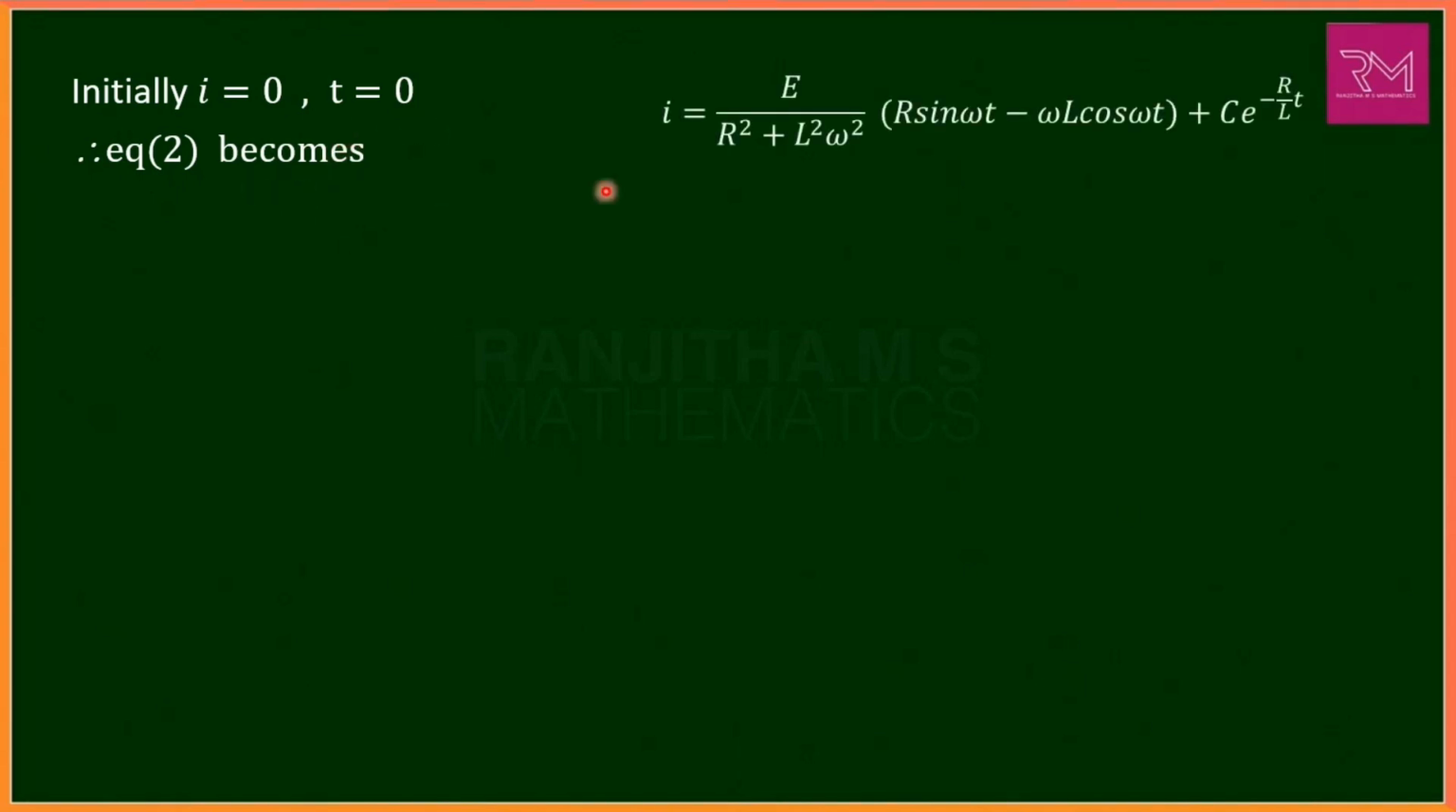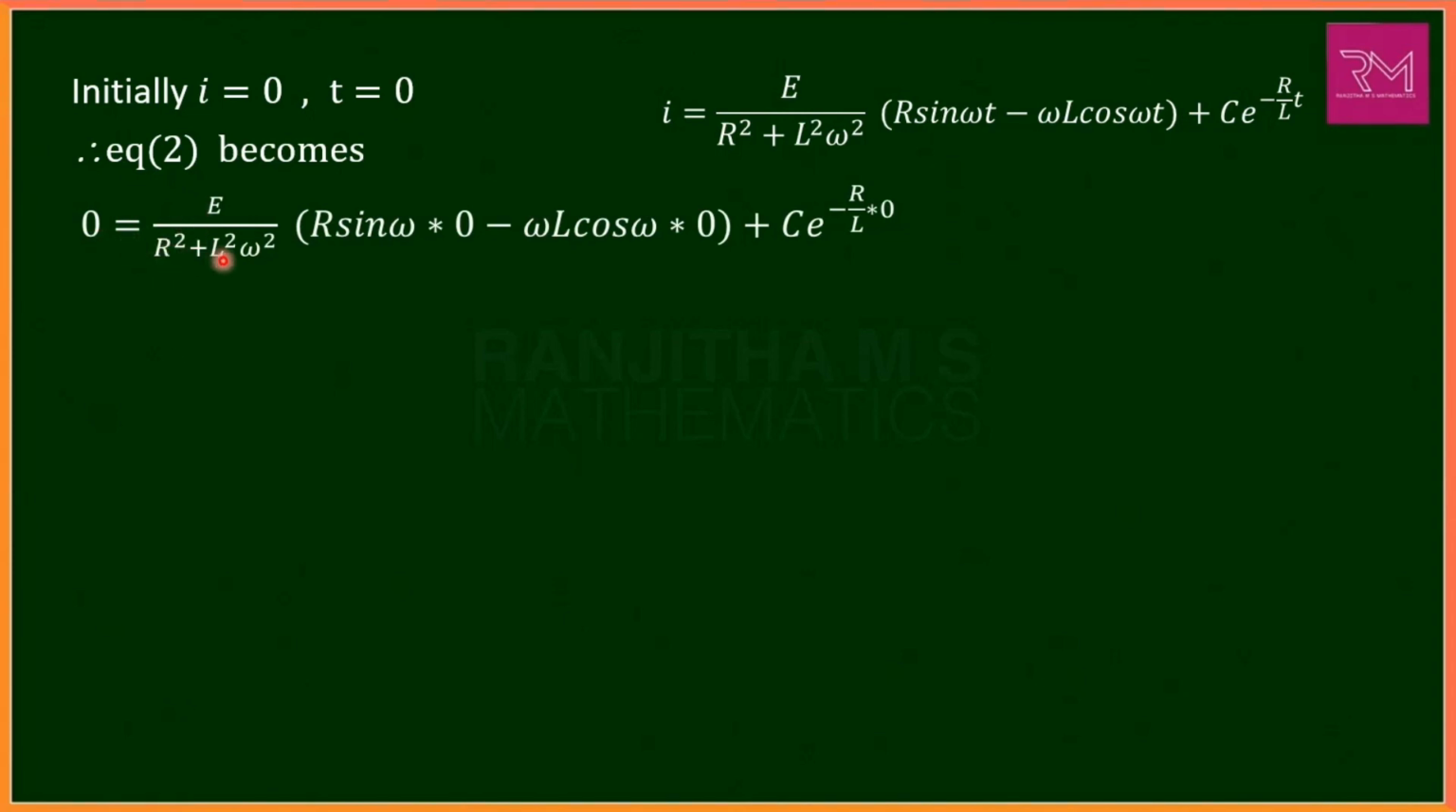We get, here equation 2 is this. Here in the place of i we have to substitute 0 and in the place of t we have to substitute 0. We get 0 which is equal to E by r square plus L square omega square into r sin omega, in the place of t we substitute 0, minus omega L cos omega into 0, plus C into exponential power of minus r by L into 0.